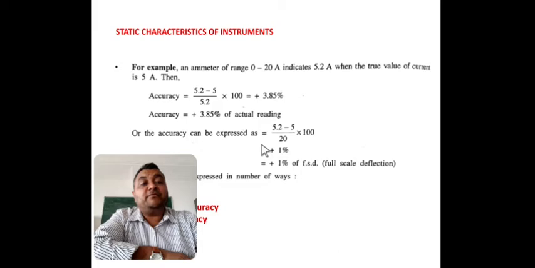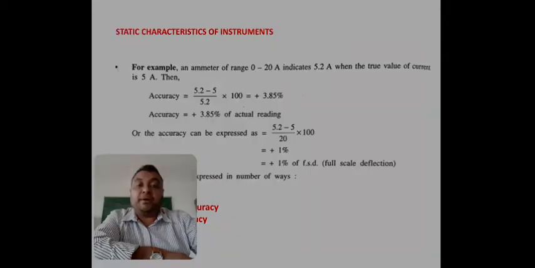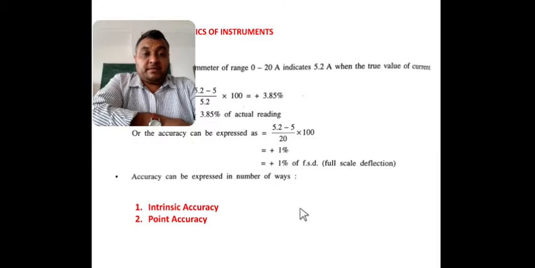And one more example is taken over here, where we have taken another equation. That is, accuracy is equal to scale reading minus true value divided by full scale reading. So the scale reading is 5.2, and that is your true value, that is 5 ampere, because we have taken a 5 ampere ammeter. Okay, so over here that is the percentage of 1%. Okay, that is a full scale deflection. So that's how you can find out the accuracy of a particular instrument. Okay, so further we will see that accuracy can be expressed in a number of ways.